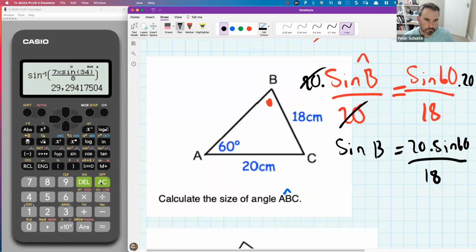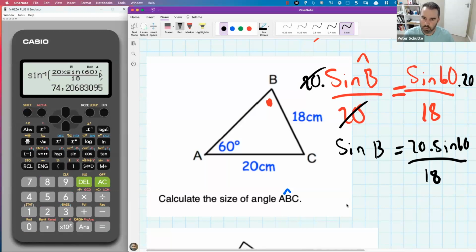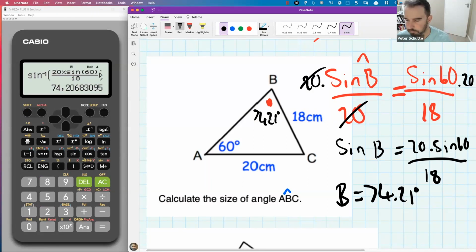Let's see what we get. So what I get for beta is 74.21 degrees. Okay.